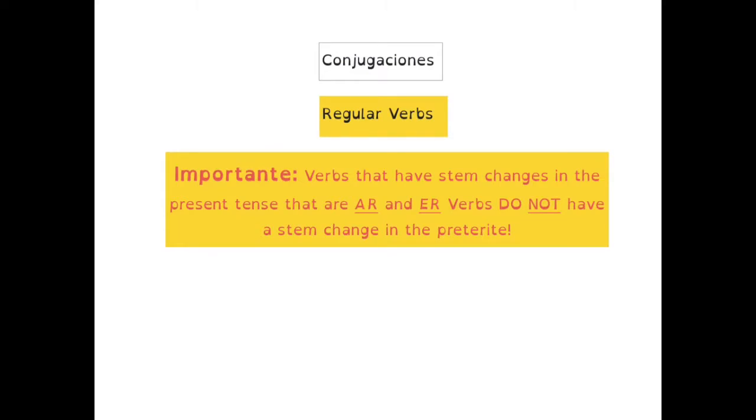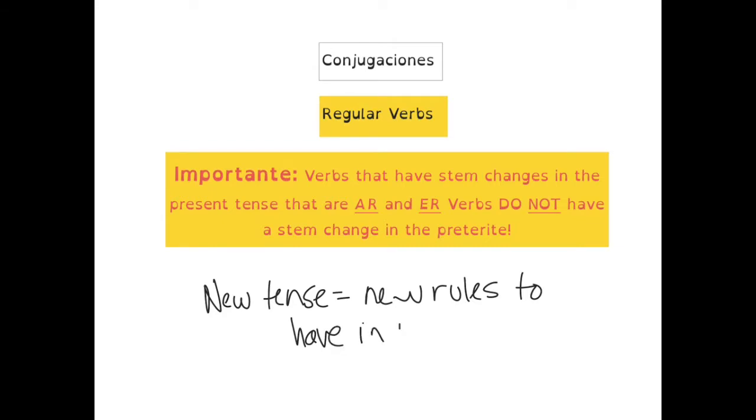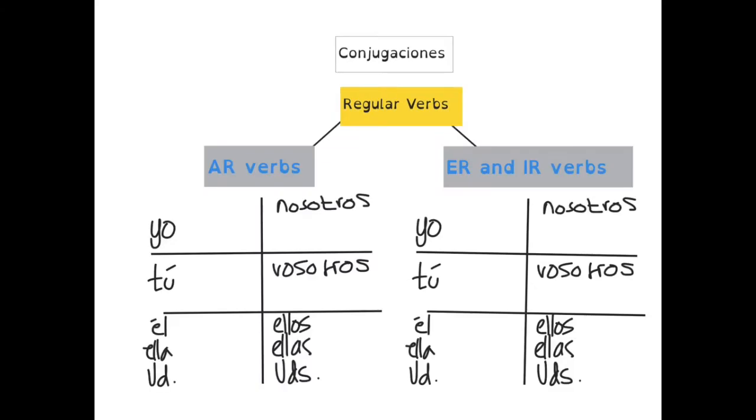Now, conjugations. Like all verbs in all tenses, we need conjugations in Spanish. These are for regular verbs, which means they follow a pattern. Remember, verbs have stem changes in the present tense, but AR or ER verbs do not have a stem change in the preterite. So that means new tense, new rules. We have new things to keep in mind. So no stem changes for AR or ER verbs in the preterite whatsoever. So let's take a look at these conjugations.